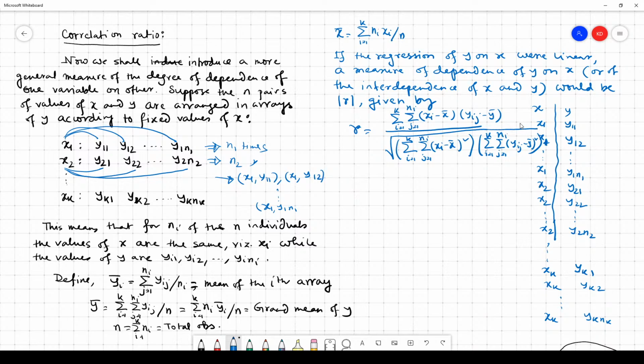Okay, so this is equal to sum over i from 1 to k of ni times (xi minus x bar)(yi bar minus y bar), divided by the square root of sum over i from 1 to k of ni (xi minus x bar) whole square, into sum over i from 1 to k, sum over j from 1 to ni of (yij minus y bar) whole square.